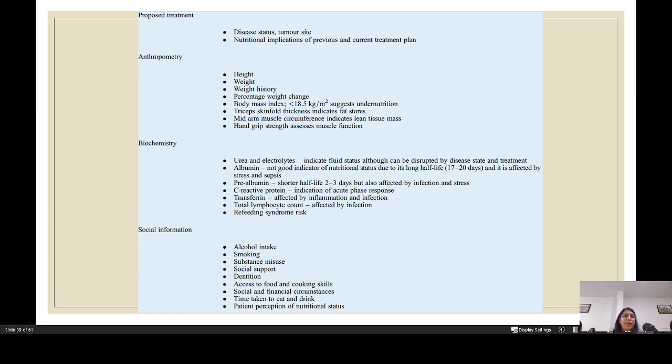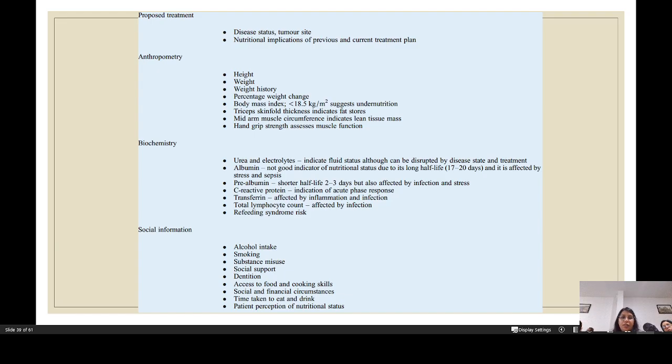Anthropometry includes height, weight history, percentage weight change, and body mass index; less than 18.5 kg per meter squared suggests undernutrition. Triceps skinfold thickness is an indicator of the fat store. Mid-arm muscle circumference indicates lean tissue mass. Hand grip strength assesses muscle function.